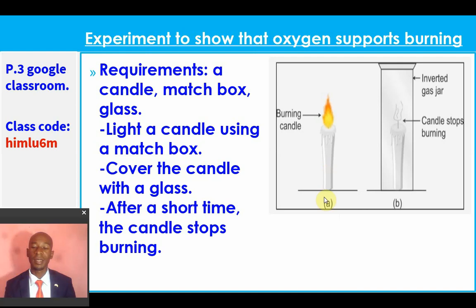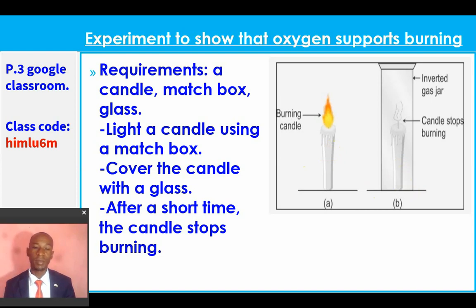We see in A, the candle is burning. Then in B, a gas jar is inverted. So after inverting the gas jar, the candle stops burning. Why? Because the oxygen which was in here has been used up. And the gas jar or that glass you are going to use will be blocking entry of more oxygen, just like here which is open. So that is an experiment we can carry out to show that oxygen supports burning.